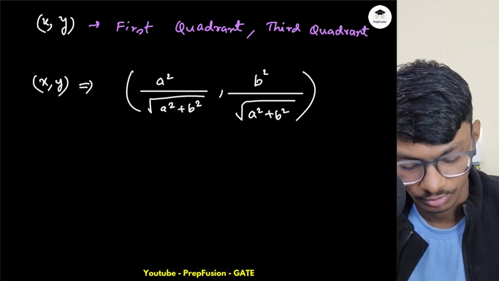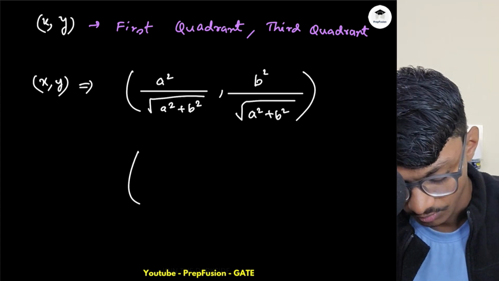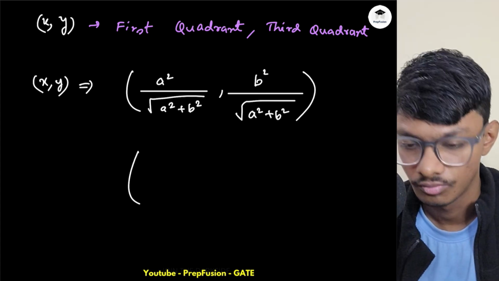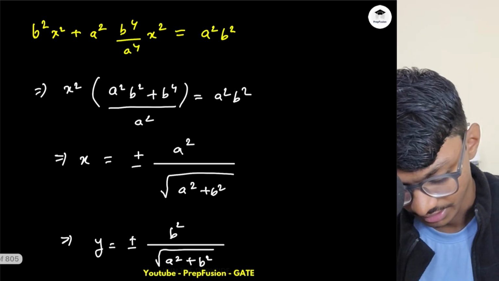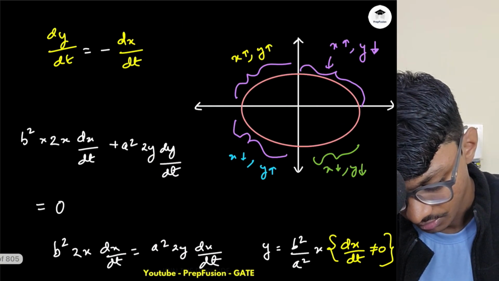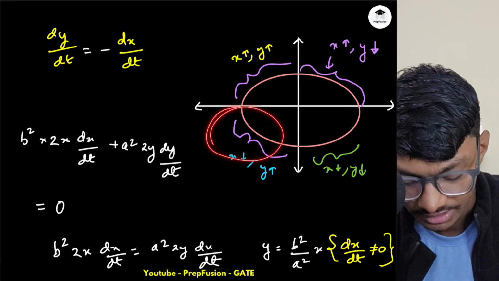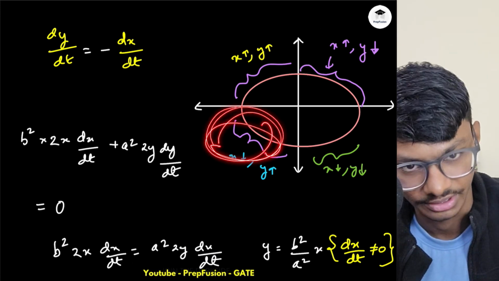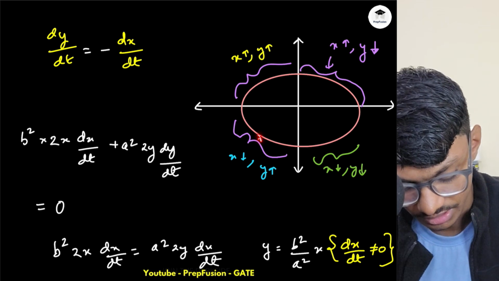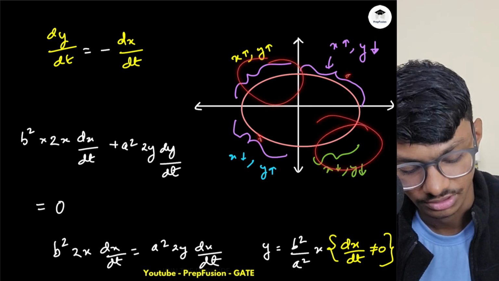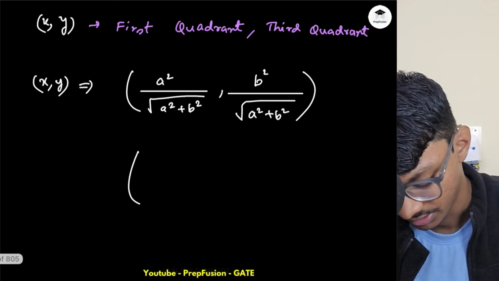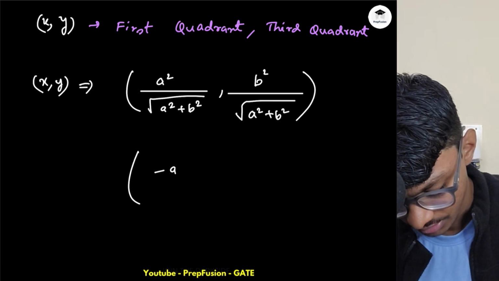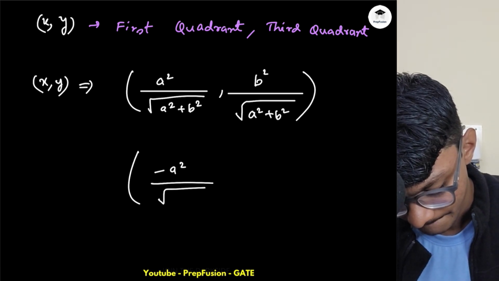Now, this is only one possible case. Another case is when x is negative and y is positive, right? That will be one of the cases. Okay, sorry, here both are negative, right? X and y both are negative. So this will be the case and this will be the case. This can't be the case and this also can't be the case. So x and y both are negative, so it will be minus a square.